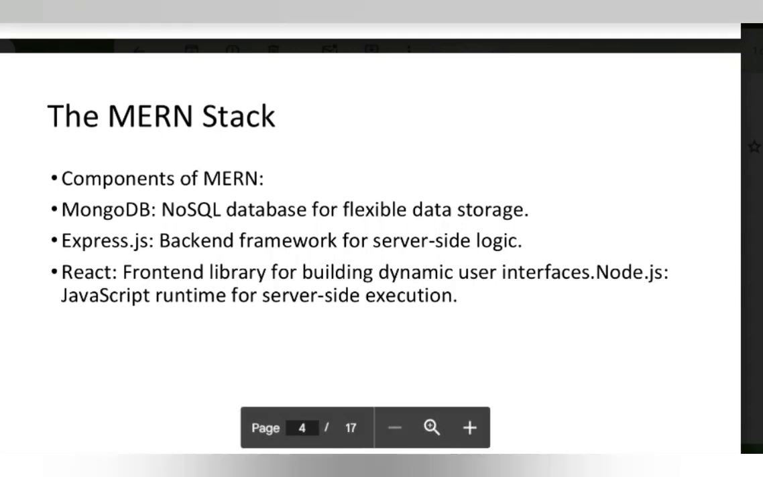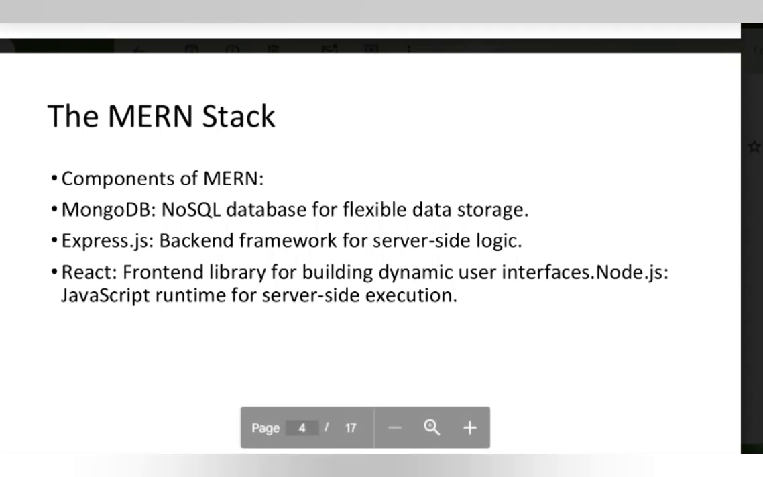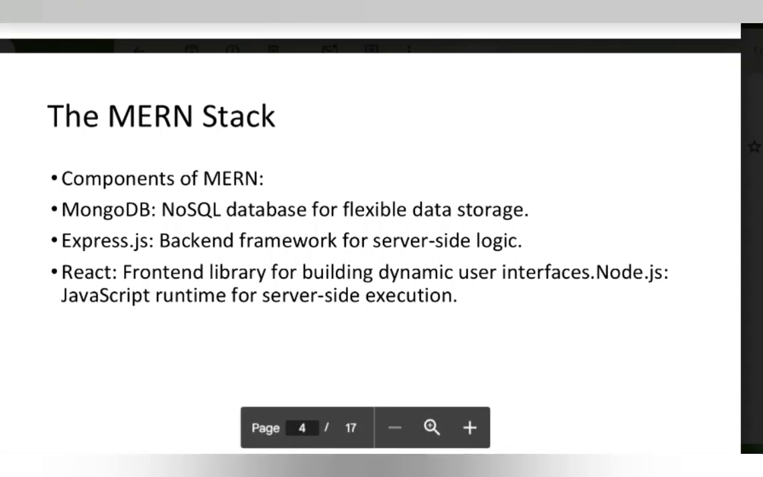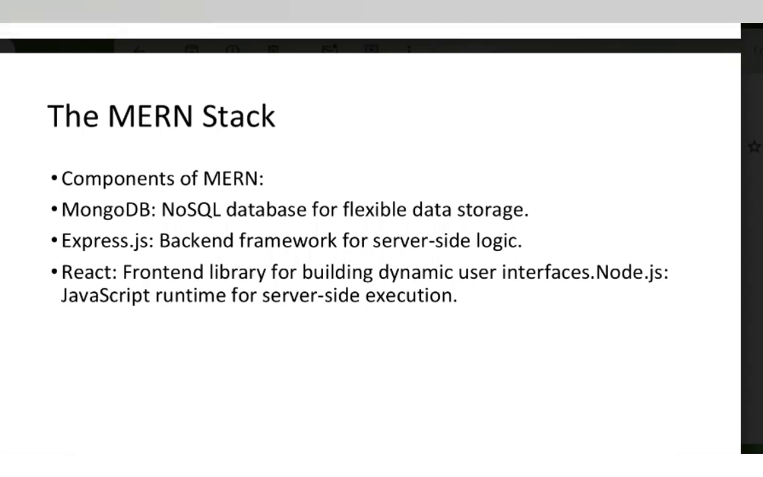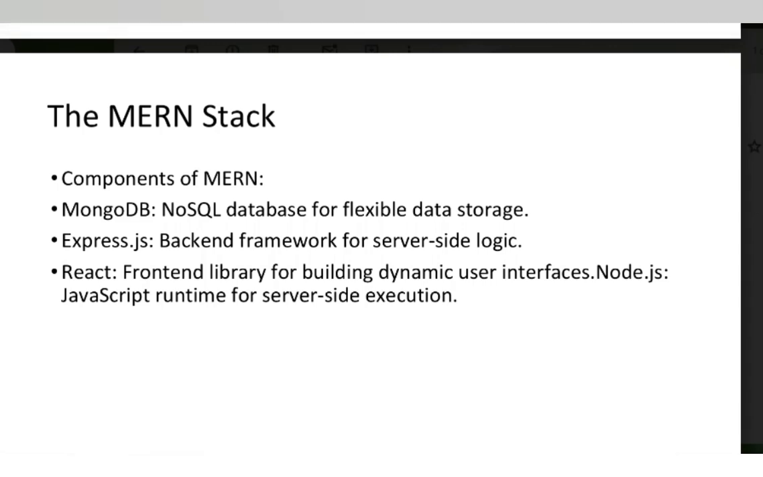So, the core of our presentation: the MERN stack is a powerful combination of technologies that allow us to build full-stack web applications using JavaScript from front to back. Let's break down each component. MongoDB is a NoSQL database known for its flexibility and scalability. It stores data in a JSON-like format, which makes it easy to work with JavaScript. It allows for dynamic schemas, meaning you can change the structure of your data without having to overhaul your entire database.